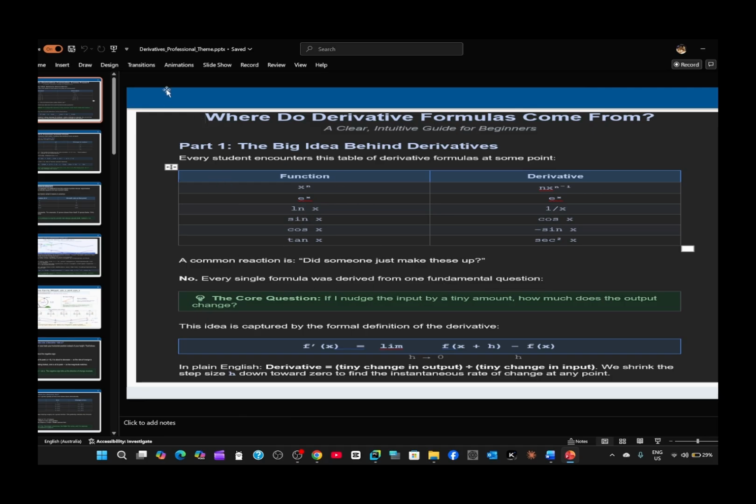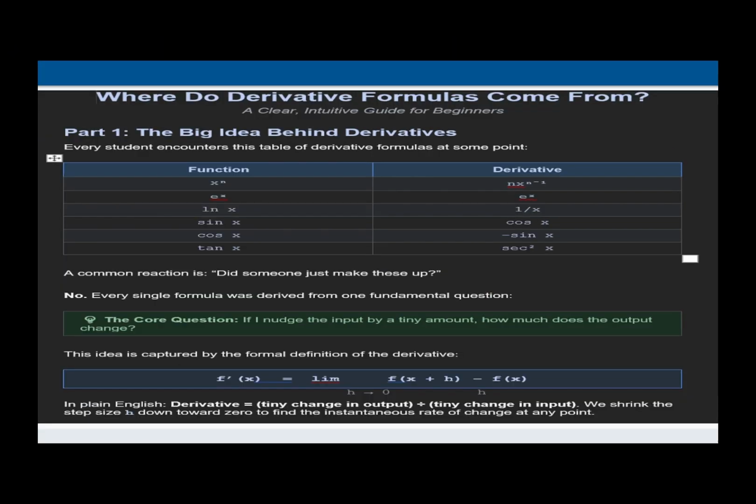Today I want to share with you another new topic I call derivative. If you studied it in high school in the past, you should know derivative. But anyway, this one I go through all the detail, so just review or revise it. Where do derivative formulas come from? There's a clear intuitive guide for a beginner.